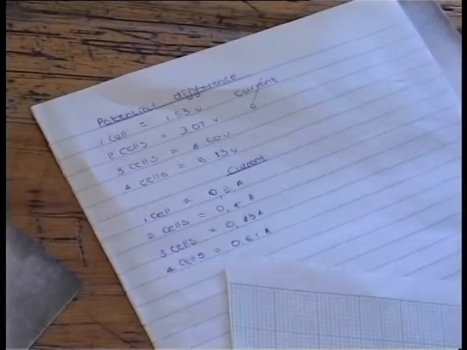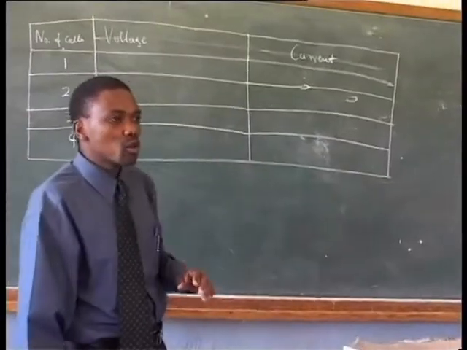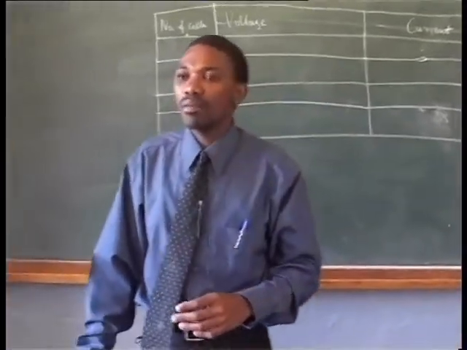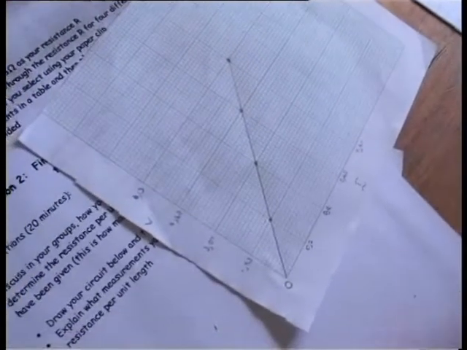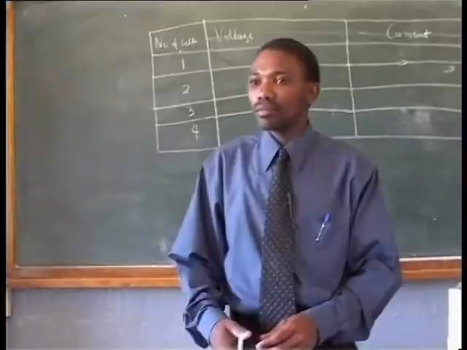Learners take measurements using different numbers of batteries. We've got all the answers. Then from those readings, you use the graph papers that we've given you to plot a graph of potential difference versus current. And please do use a scale.